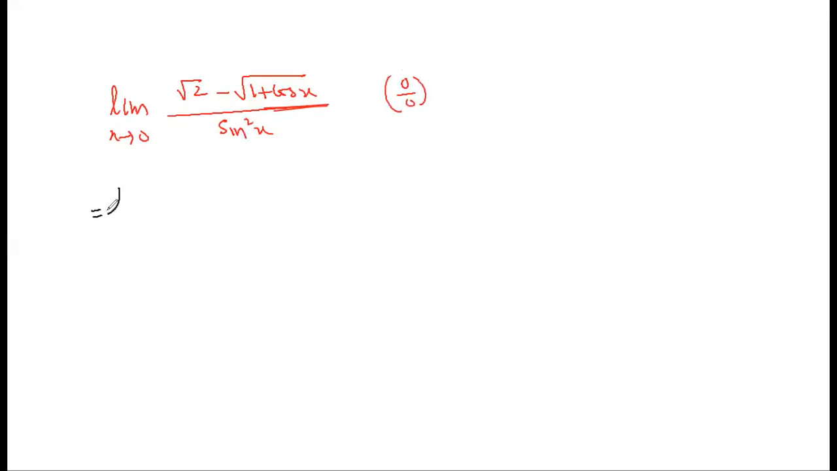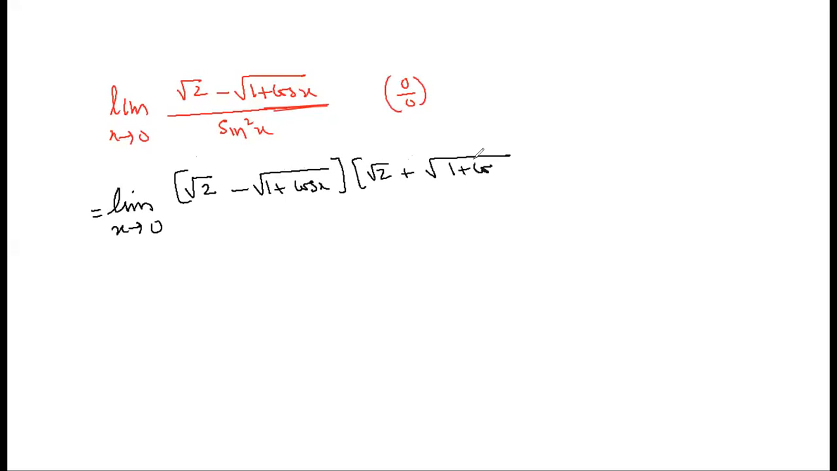Now, can anybody tell me, when there is a square root, what do we do? We need to multiply by the conjugate. Yes, very good. And what is the conjugate here? It is root 2 plus root of 1 plus cos x. Can you start writing with me?